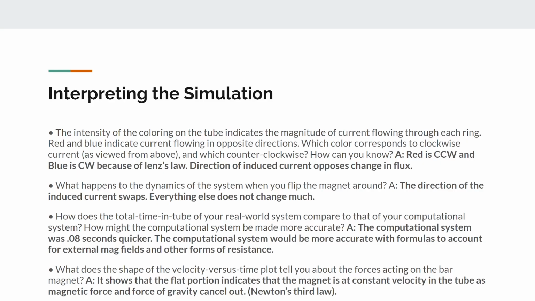How does the total time in the tube of a real-world system compare to that of the computational system? How can the computational system be more accurate? The computational system was 0.08 seconds quicker, and it would be more accurate with formulas to account for external magnetic fields and other forms of resistance. And then what does the velocity versus time plot tell us about the force acting on the bar? The flat portion means that it's at a constant velocity, and the magnetic force and the force of gravity cancel out, and this is Newton's third law.